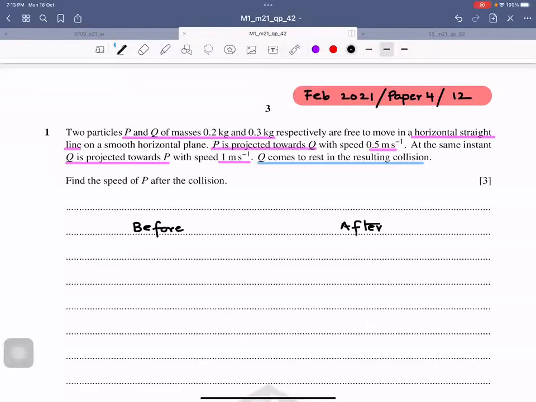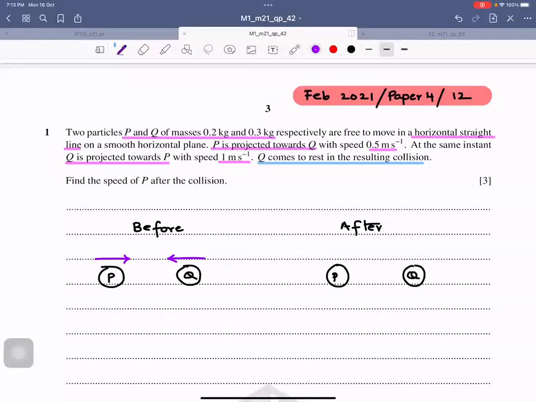First of all, this question is about momentum. There is a particle P and a particle Q before, and a particle P and a particle Q after. Label it very, very well. Initially, P is projected towards Q and Q is projected towards P. So look at the arrowheads. They are pointing in opposite directions.